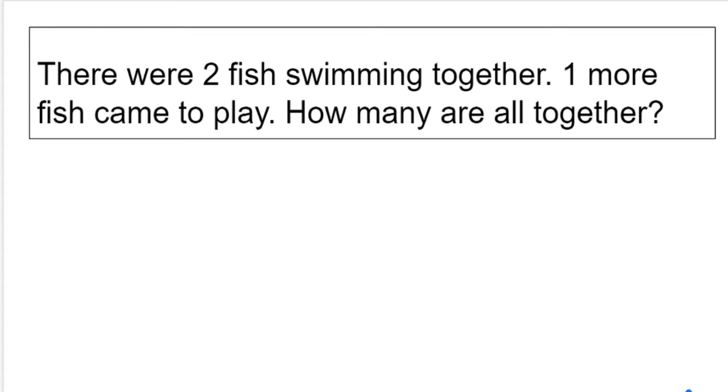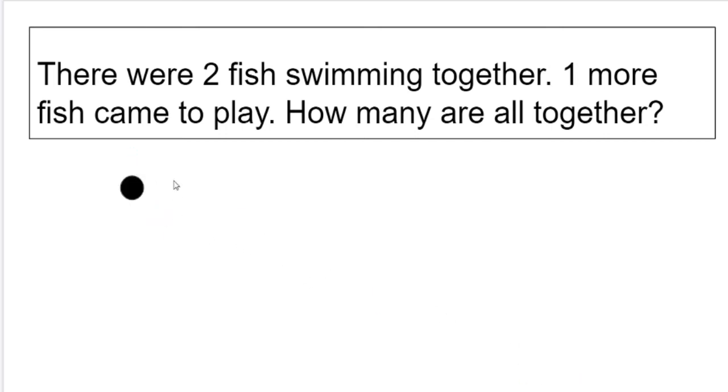We're simply going to put a dot to represent all objects in our math stories. So the story said there were 2 fish swimming together. 1 more fish came to play. How many are there all together? So let's see. Instead of fish, I'm going to use a dot.